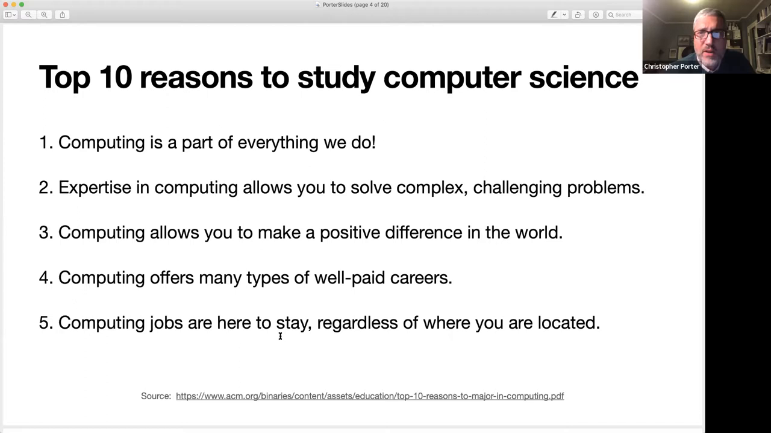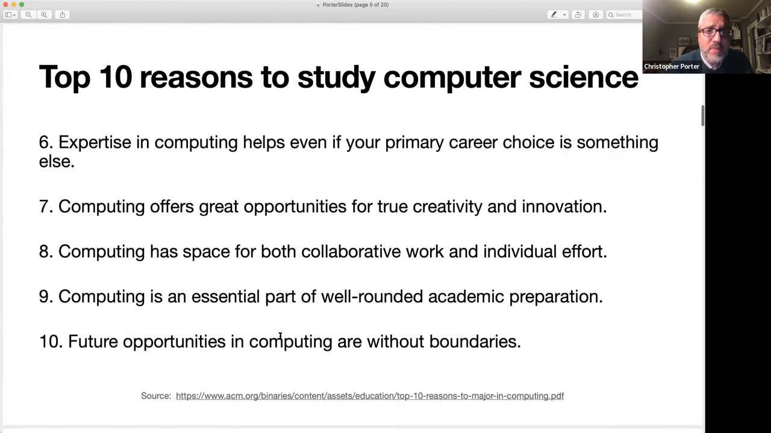Computing jobs are here to stay. They are not going anywhere. This is not something that will become obsolete. Regardless of where you are located, the pandemic has shown us that we can work from all over the place. And we have people here in Iowa that are working for self-driving car companies in California, working remotely, with teams now able to collaborate in different ways. So with that flexibility, there's going to be demand for these computing jobs no matter where you are.